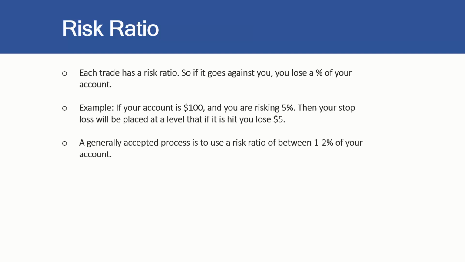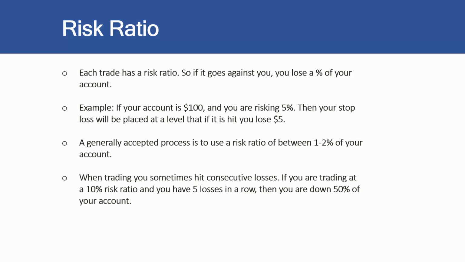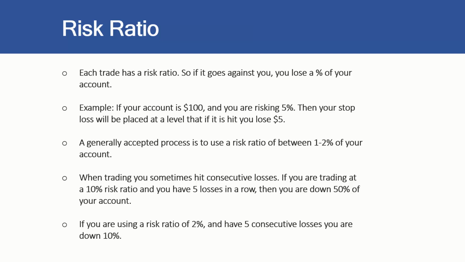Now the reality is, when you're trading, you sometimes hit consecutive losses. And if you're trading at a 10% risk ratio and you hit 5 losses in a row, then you are down 50% of your account. If, however, you are using a risk ratio of 2% and you have 5 consecutive losses, then you are down only 10%. So this is a safeguard and stop losses should not be treated lightly.